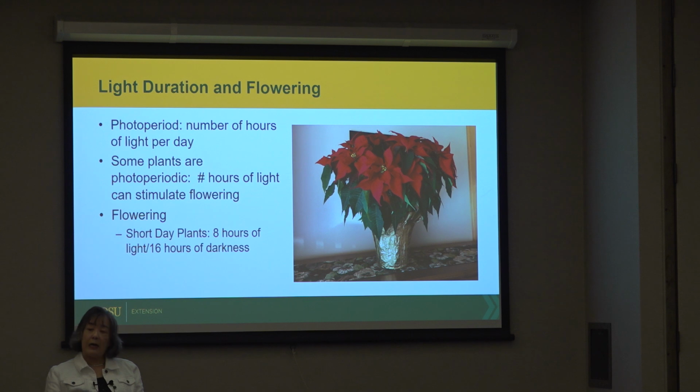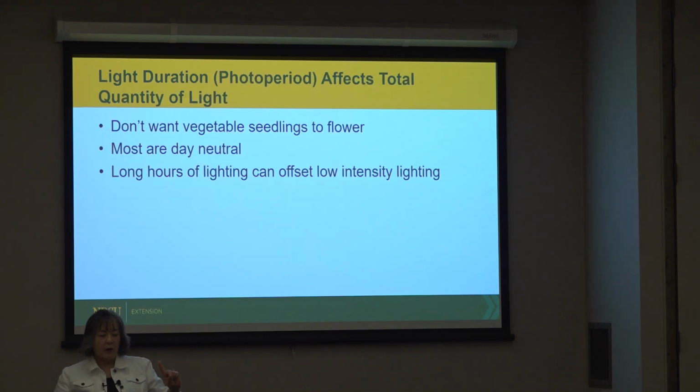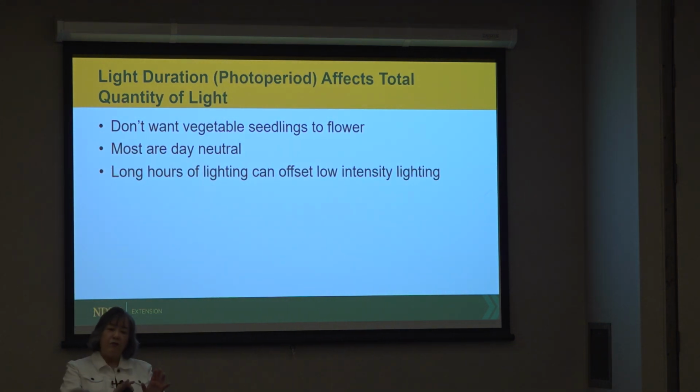So you could give it 8 hours of light and 16 hours of darkness, and that can induce flowering in poinsettia. Similarly with your Christmas and Thanksgiving cactus. But that's just a little sidebar. For the rest of the presentation, I'm going to be talking about photoperiod in terms of total quantity of light. So we're trying to fill that bucket. Going back to our bucket analogy, we're trying to fill that bucket with as much light as possible.